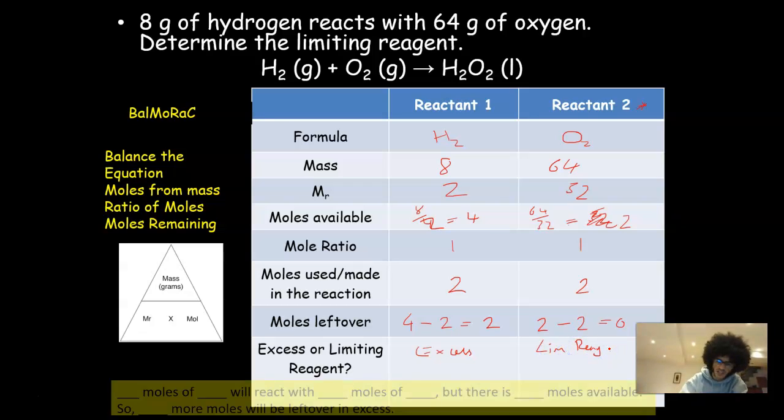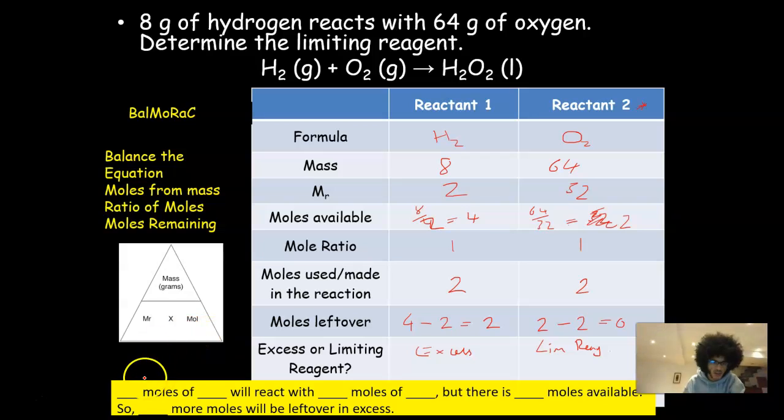Now, to put this in a sentence, it would look a bit like this. So I'd say, and now I put it in the point of view of oxygen, 2 moles of oxygen will react with 2 moles of hydrogen, but there is 4 moles available of the hydrogen. So 2 more moles will be left over in excess. And that's your answer done. And it's really important, as I said before, to have that sentence.